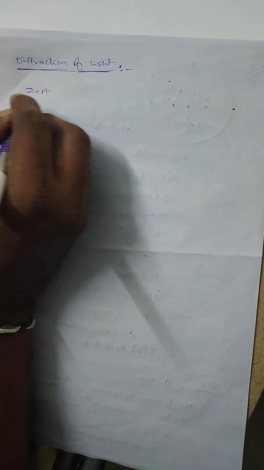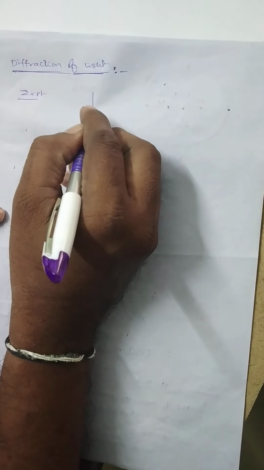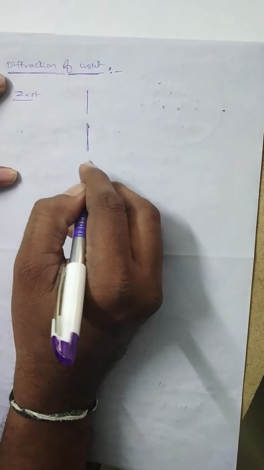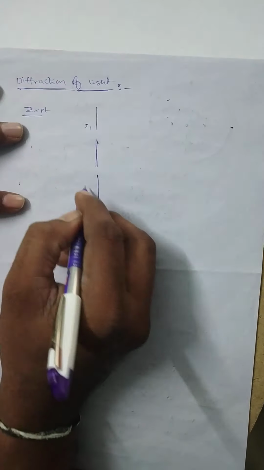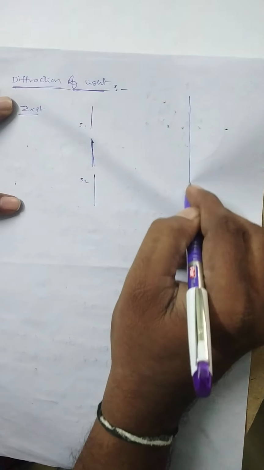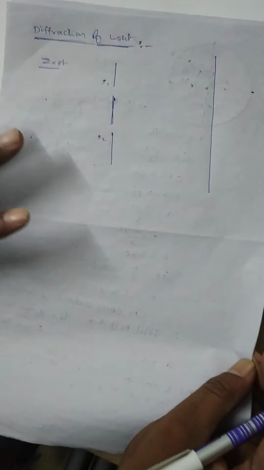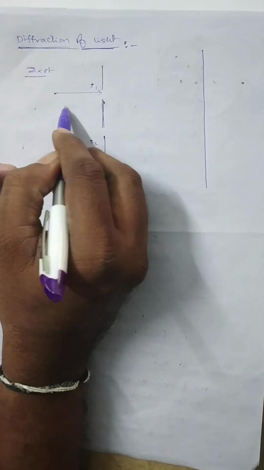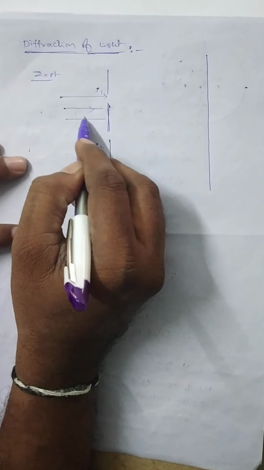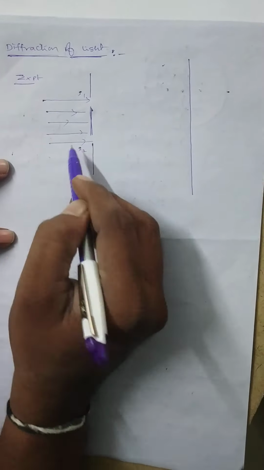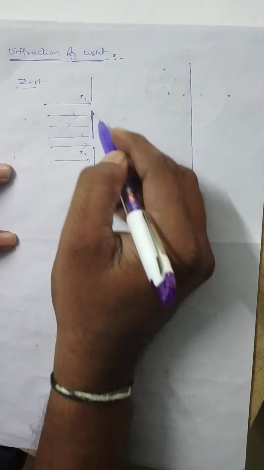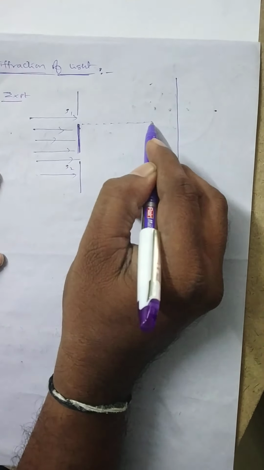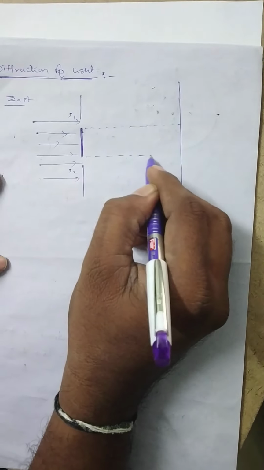Suppose this is an experiment. Here there are two slits, S1 and S2. This is a screen kept at a certain distance from the two slits. Suppose a parallel beam of light is made to be incident on the two slits, such that exactly opposite to this region, there is a complete dark region.